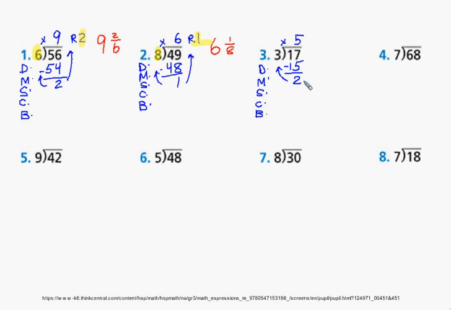Nothing to bring down. We bring this up as a remainder. And when we want to write it as a mixed number, we use those numbers for our fraction. And our mixed number is 5 and 2/3.